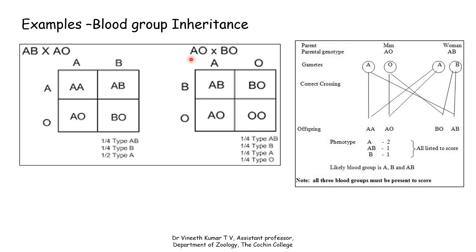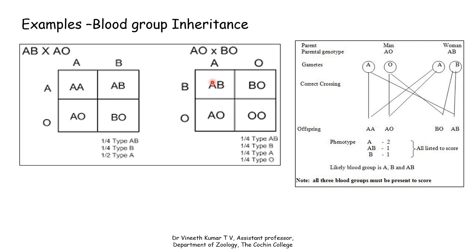The second case is the crossing of the heterozygous for A with the heterozygous for B. In this case, you can see that all the four blood types are possible.